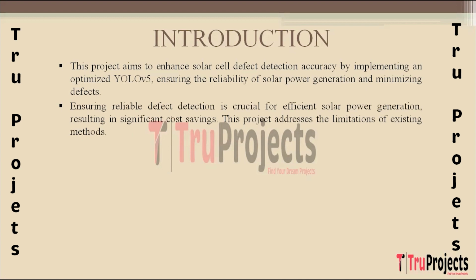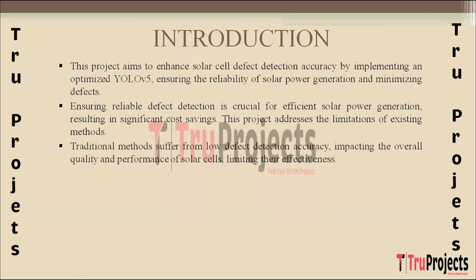Accurate detection of defects in solar cell devices is crucial to ensure the reliability and efficiency of solar power generation. Traditional methods for solar cell defect detection have limitations, including low accuracy in identifying defects. These techniques may not provide the level of precision required to guarantee the quality of solar cell devices.